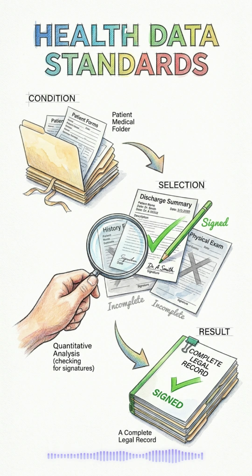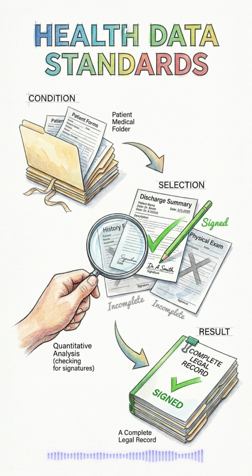Section 1 focuses on health data standards, chart structures, and the basic rules for keeping clean medical records. We must look at how doctors document patient care, and how hospitals organize these folders for daily operations. Every health facility uses specific tools, like discharge summaries, history forms, and physical exams to track patient wellness.